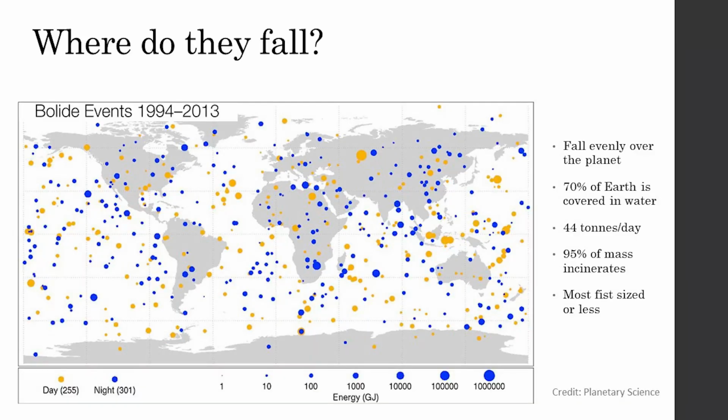But yes, 70% of the Earth is covered in water. That's where many of the meteorites fall. We do get hit by about 44 tons of material a day, but 95% of that mass incinerates. Only 5% of it actually lands, and most of the pieces that fall are about fist-sized or less. So it's very, very rare that we come up with big pieces of material.